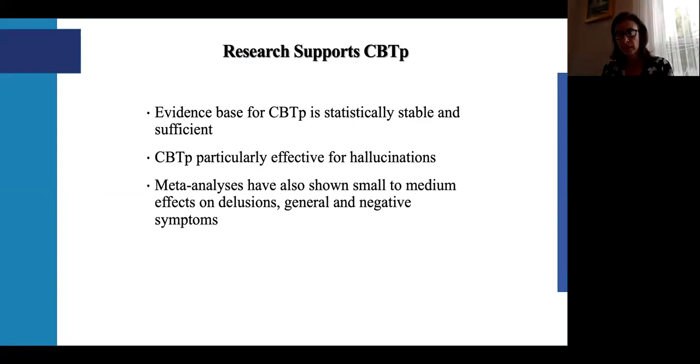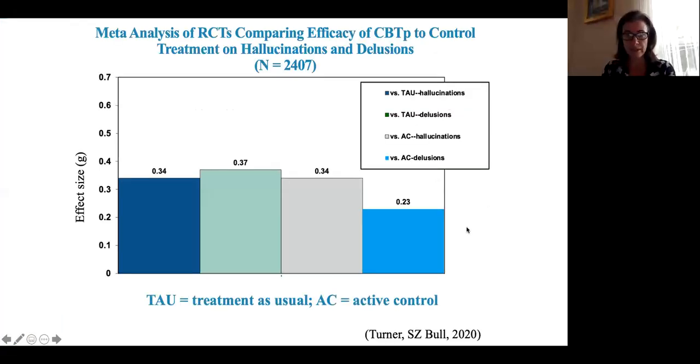It seems to be pretty beneficial. We're not looking at huge effect sizes, but sometimes to put it in perspective, it's helpful to think about what the effect size of antipsychotic medication is. The effect size of antipsychotic medication is about 0.6. So if we go to the next slide, we'll see a little bit where the evidence leads us.